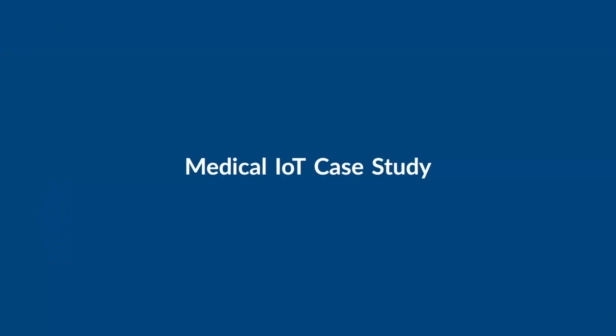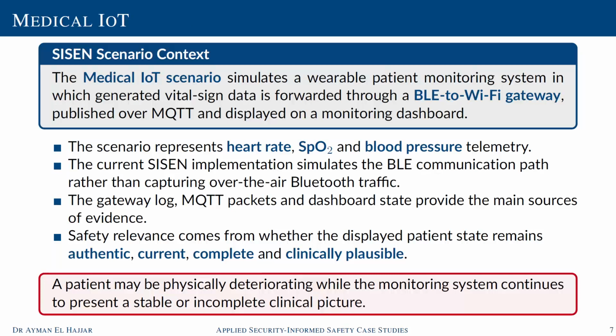We look now at the first IoT case study. The medical IoT scenario represents heart rate, SpO2, and blood pressure telemetry. Data passes through a simulated BLE to Wi-Fi gateway, is published over MQTT, and displayed on a monitoring dashboard. The safety concern here is whether the displayed patient state remains authentic, current, complete, and clinically plausible. A patient may be physically deteriorating while the monitoring system continues to present a stable or incomplete clinical picture.